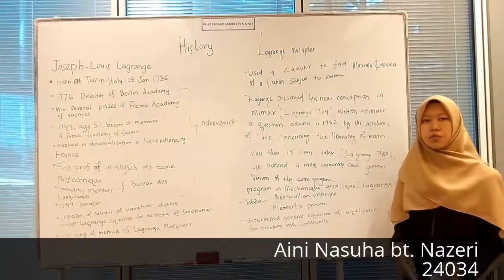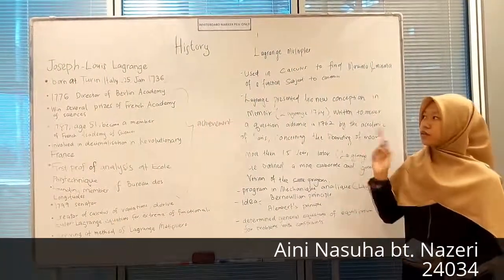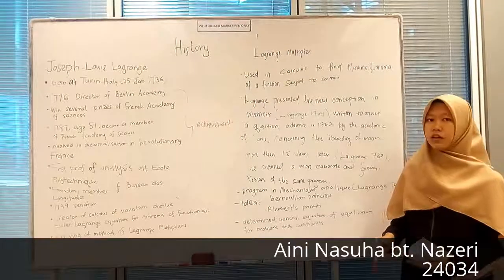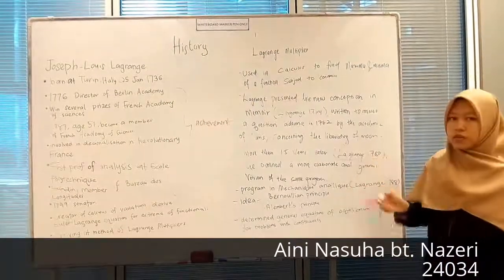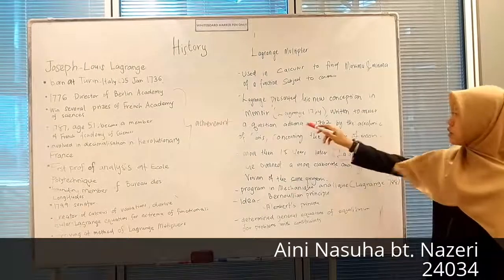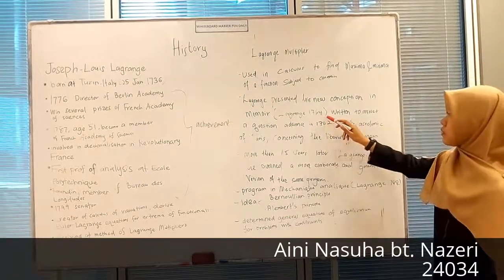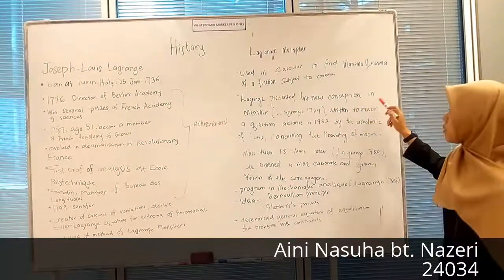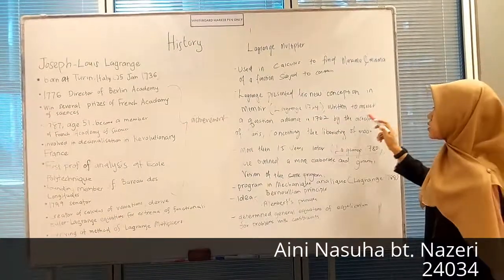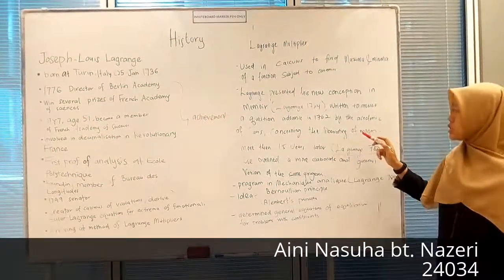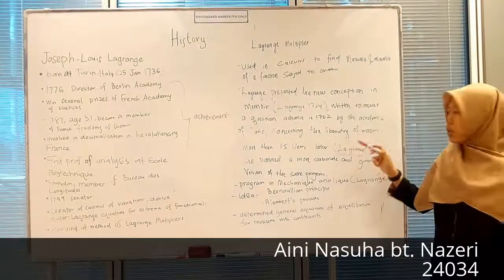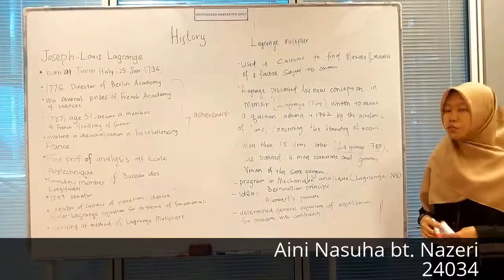Basically, it took more than 20 years for Lagrange to come up with the idea of the Lagrange multiplier. His first concept is Lagrange 1764. He presented his new conception in a Memoire, written to answer a question advanced in 1762 by the Academy of Paris. He was concerned with the libration of the moon.